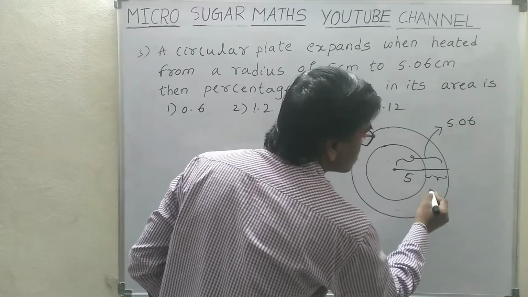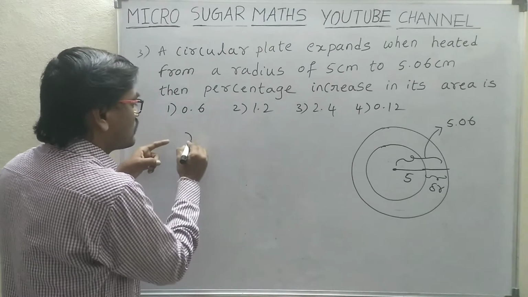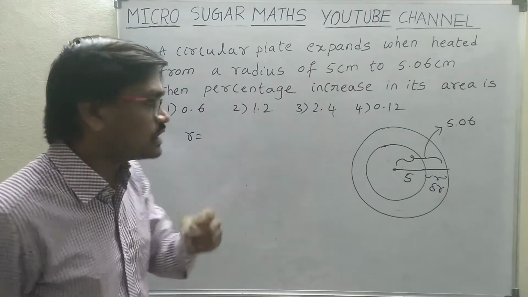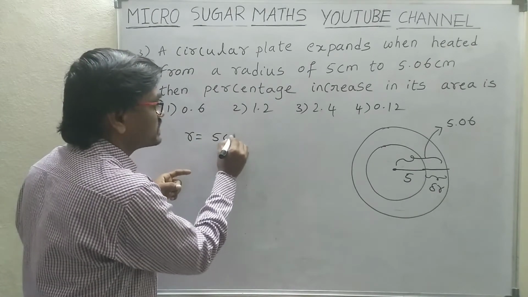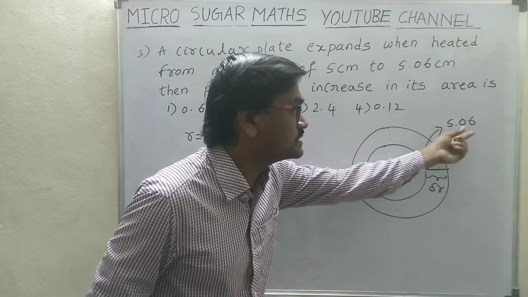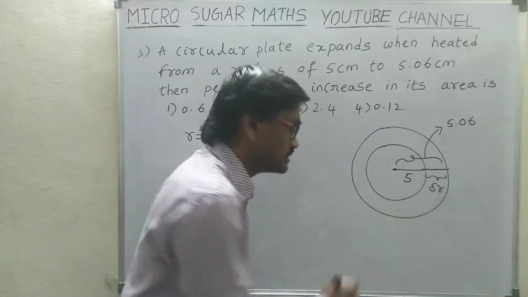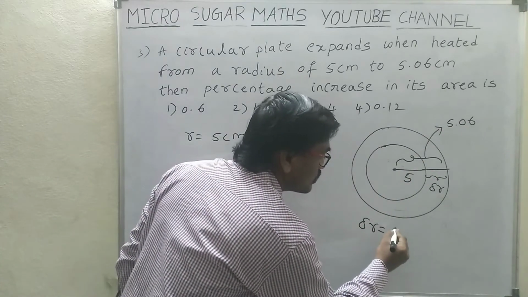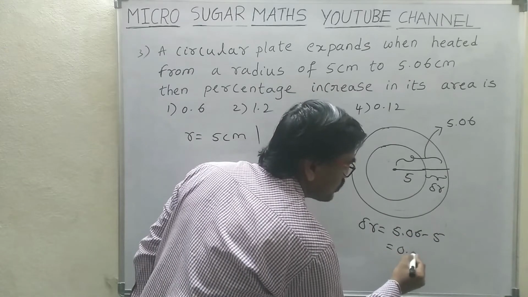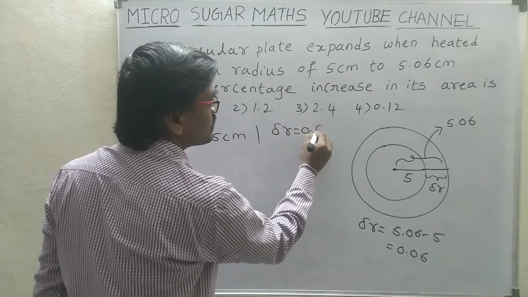Now what is the increased radius? The increased radius is denoted by delta R. Therefore the R value before heating is 5 centimeters. Next, what is the increased radius? The increased radius is the difference, 5.06 minus 5. Therefore delta R is equal to 5.06 minus 5, which is 0.06. That is the delta R value.